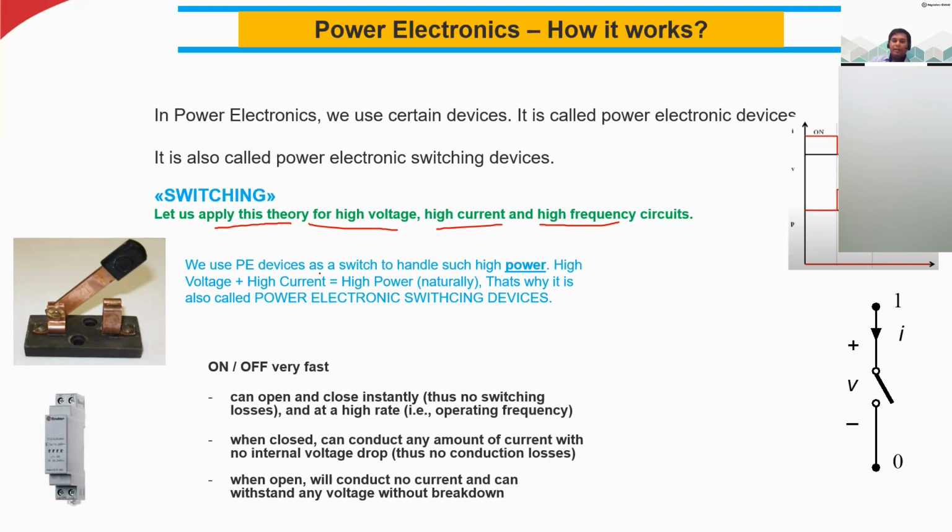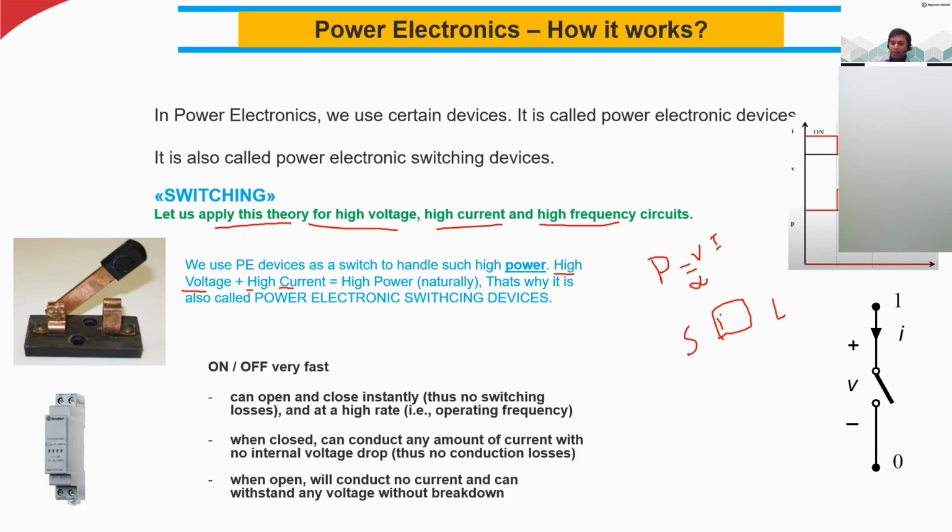So we use PE devices as a switch to handle such high power, high voltage. High power means what? It has high voltage and high current. So that is high power. We know the formula, right? P equals VI. For high power, of course, it's directly proportional, so high voltage and high current. That is why it's called power electronic switching devices. Okay, so we are using these power electronic devices as a switch between the source and load.